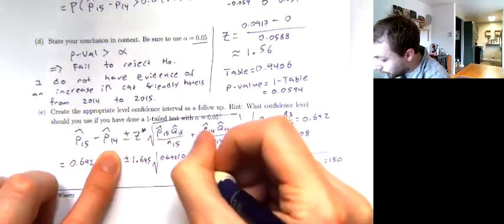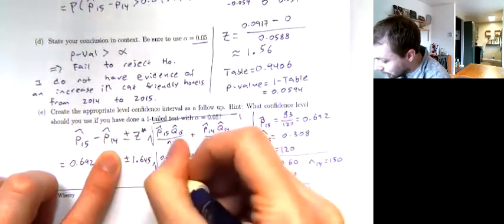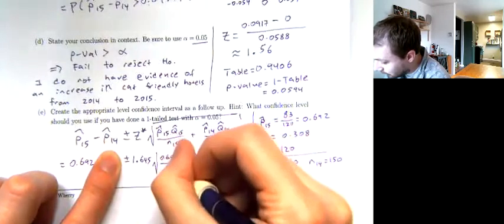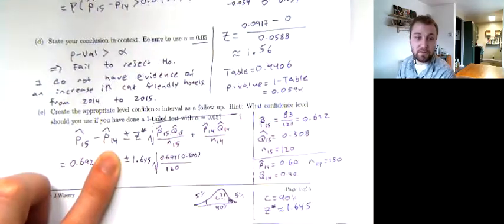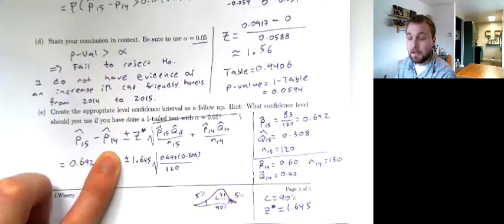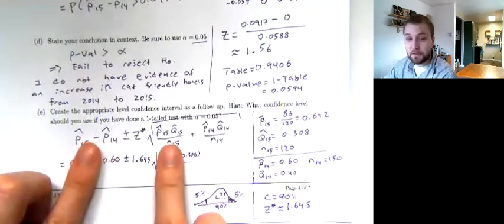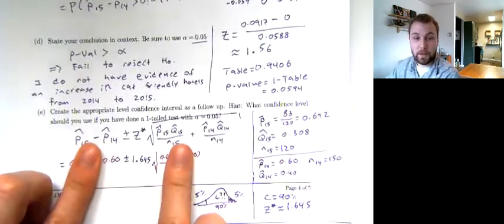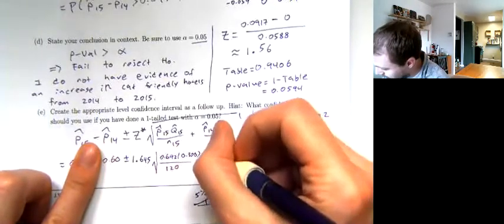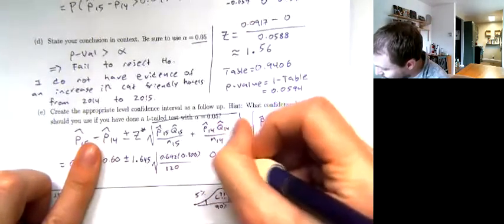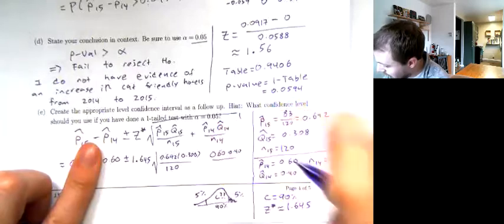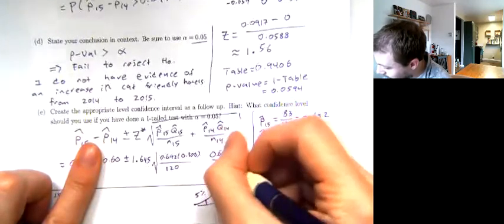69.2, 30.8 over 120. So there's my confidence interval for just the year 2015. And I'm going to do this again here for the year 2014. So I have 60%, I have 40%, and I have 150 samples.